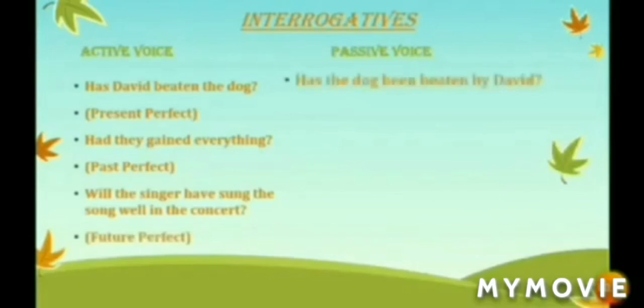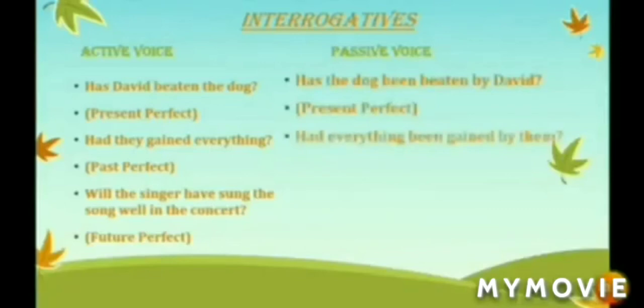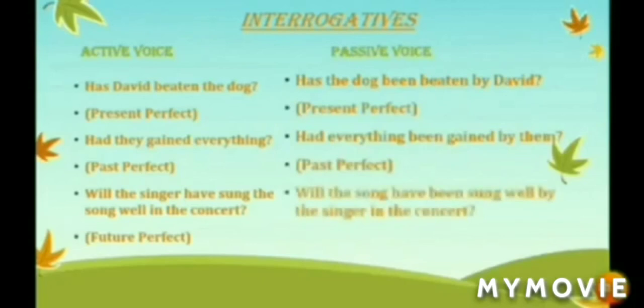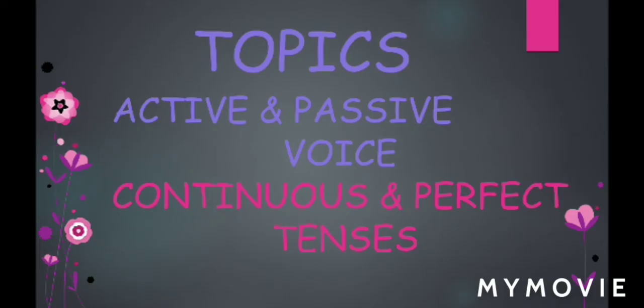Has the dog been beaten by David? Present perfect. Had everything been gained by them? Past perfect. Will the song have been sung well by the singer in the concert? Future perfect. Hope you have understood all the active and passive voices of continuous and perfect tenses.